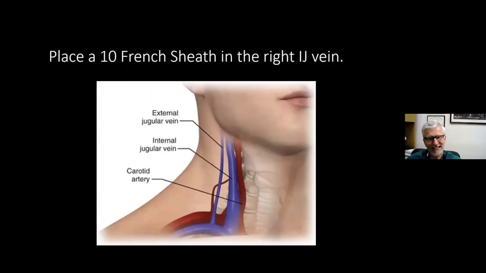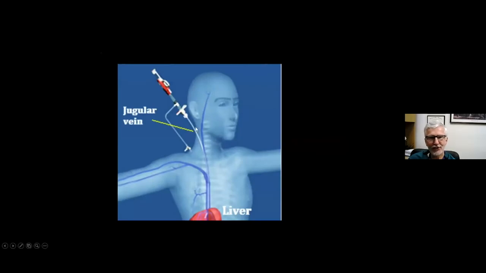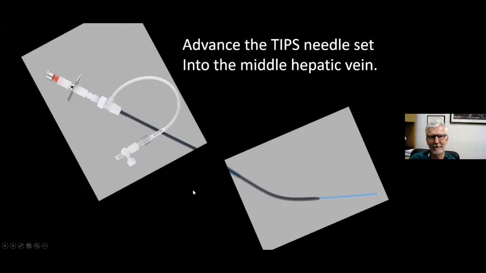For this patient, we're going to take them to the IR suite, and we're going to place a 10 French sheath in the right internal jugular vein. We're going to send that sheath down into the inferior vena cava, and we're going to use this long TIPS needle, which is curved, and we're going to send that into the hepatic venous system, okay? So this is a really long cannula. Our needle is at the end of the cannula, and we are going to place this in the middle hepatic vein for the patient.